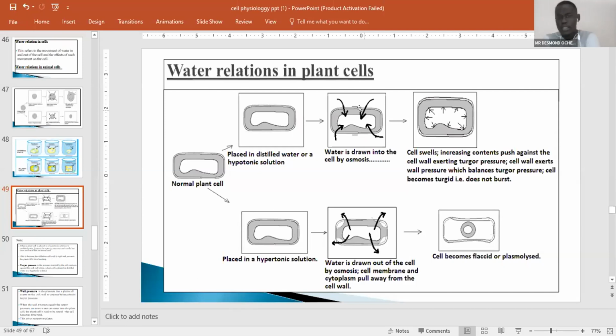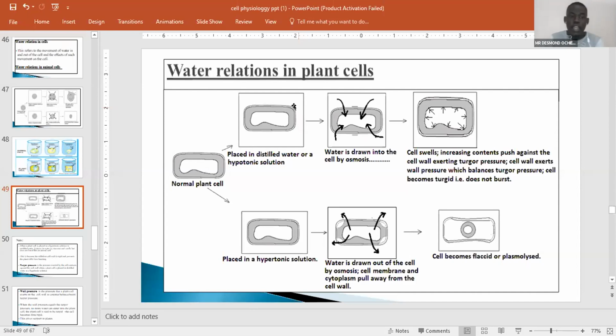So, water relations in plant cells. This is where we're starting from today. I would first want to show you these diagrams, and that is why it is my first slide here. If you look at these diagrams, they show what will happen to a plant cell when it is placed in different solutions. Our first solution here shows what happens to a normal plant cell when it is placed in a hypotonic solution, or just distilled water. Distilled water or pure water is an example of a hypotonic solution. So we look at what happens when a normal plant cell is placed in distilled water or pure water, what we call a hypotonic solution.